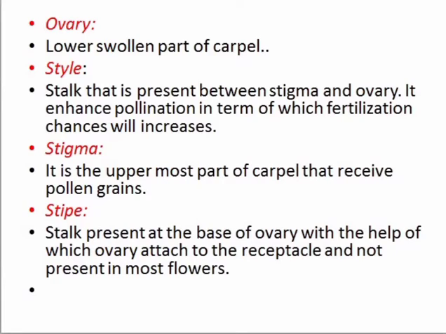Now, ovary, what is ovary? Actually, the carpel has 3 parts, so we'll discuss all these parts. Usually, the very first one is the ovary. The ovary is the lower swollen part of the carpel in which ovules are present. The style is the stalk present between the stigma and the ovary, which enhances pollination, due to which fertilization chances will increase.